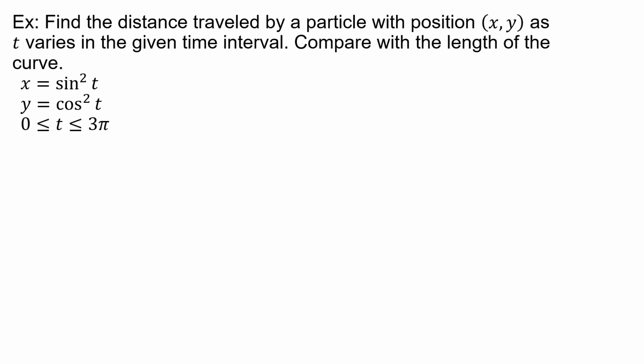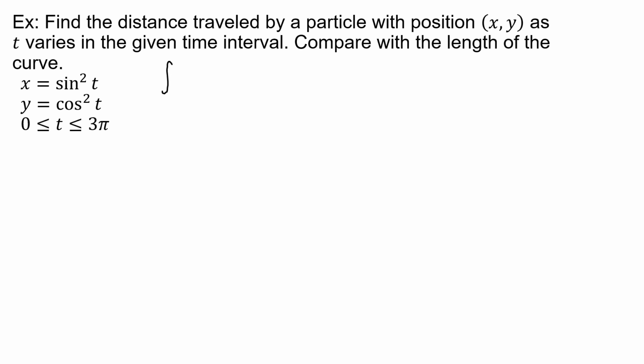This one says, find the distance traveled by a particle with position (x, y) as t varies in a given time interval, here between 0 and 3 pi, and compare that to what the actual length of the curve would come out to be. So let's try to find what we would get by doing our formula.